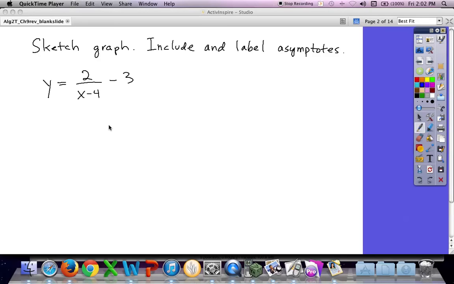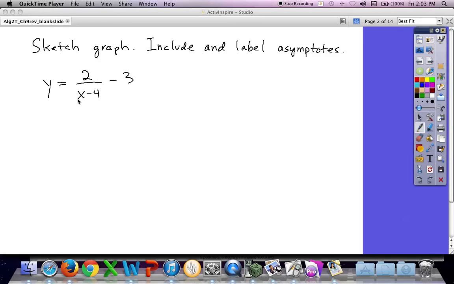So this was quiz question number 1. Sketch the graph, include and label the asymptotes. Okay, what do we call this kind of function? It's an inverse variation, right? Because the x is in the denominator, right? It's a constant over x.